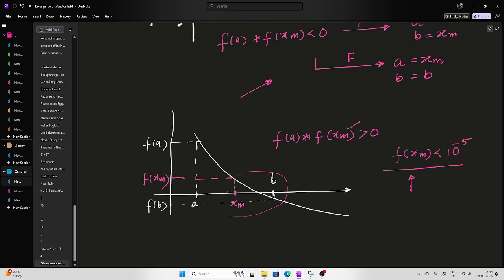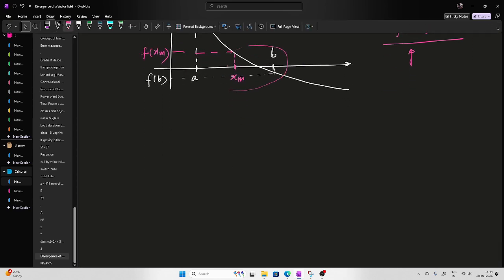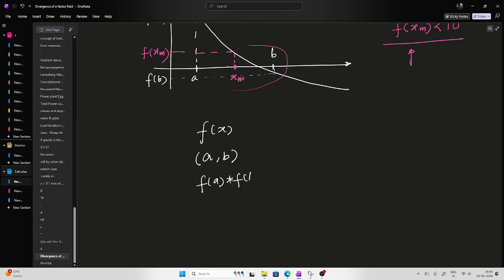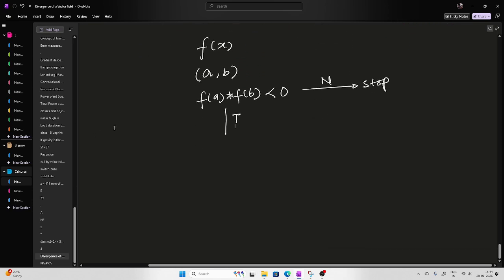So the logic is very simple. The logic says this. First, you should have one function. Then you should supply the limits. Then you should check whether the values of this function at a and b differ in sign or not. If no, then you have to stop. If yes, that is true, then you can evaluate the mean.